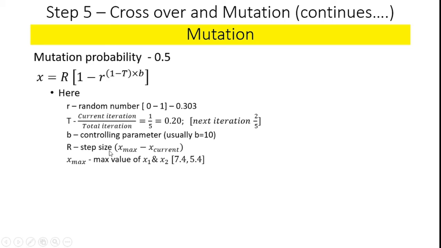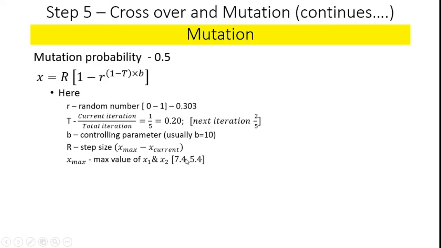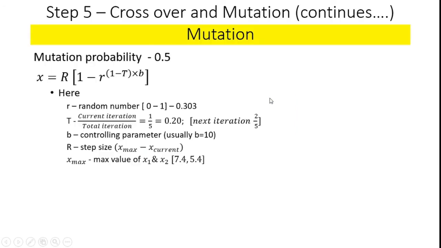How do I identify the step size? It is x maximum minus x current value. Here x maximum is the maximum value of x1 and x2. What is the maximum value from the available table for x1? Here you see 7.4 is the maximum value, so I choose 7.4. And in x2, what is the maximum value? Here you see 5.4 is the maximum value available for x2. So I choose the maximum values from x1 and x2 as 7.4 and 5.4.